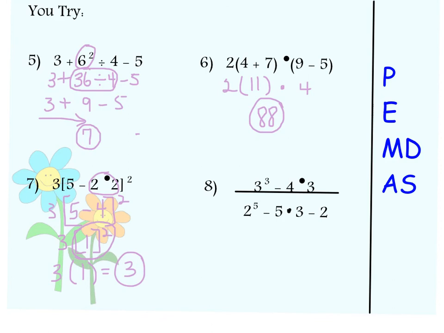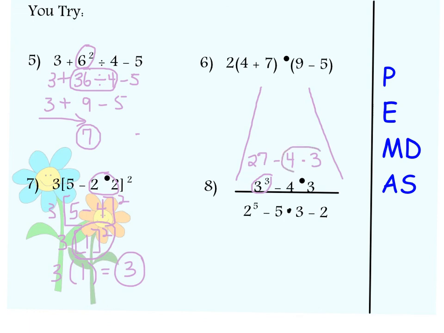Okay, last problem, number 8. Let me move some of this out of the way so we have some space. All right, number 8. Looking at the top, the numerator, we're first going to do our exponents. 3 times 3 times 3, which is 27. Next, after exponents, multiplication and division. So 27 minus 12 is 15. On the bottom, 2 to the 5th power, 2 times 2 times 2 times 2 times 2 is 32.